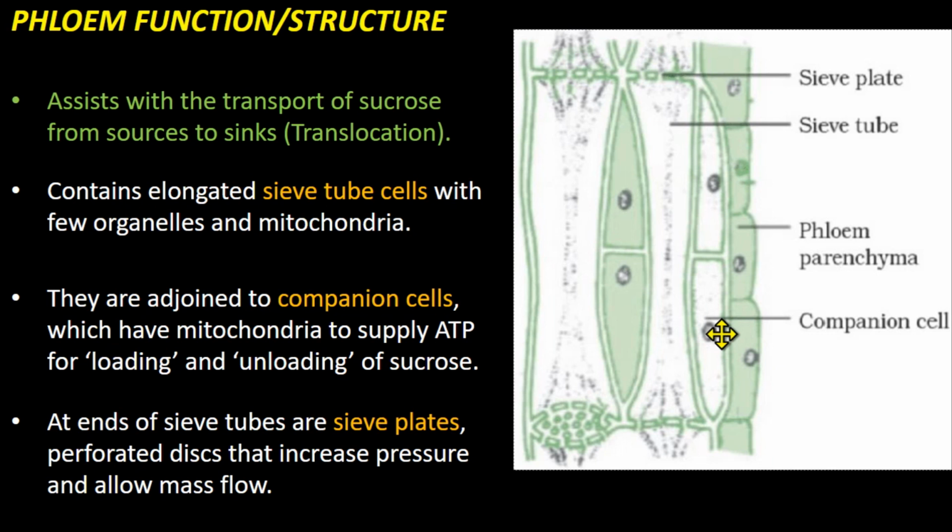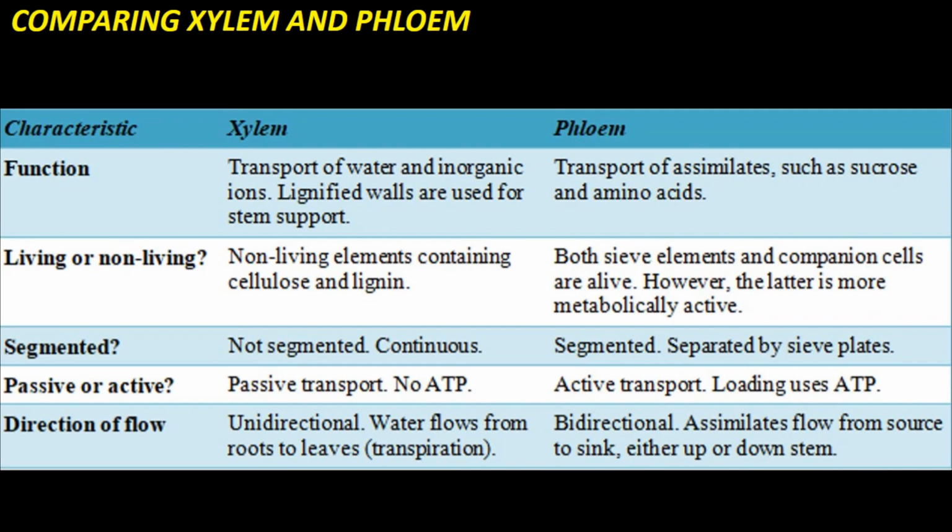At ends of sieve tubes are sieve plates, which you can see here, which are perforated discs that will increase pressure and allow mass flow. Here we have a table that compares the xylem and the phloem structure and function. Feel free to pause the video to take note of it.